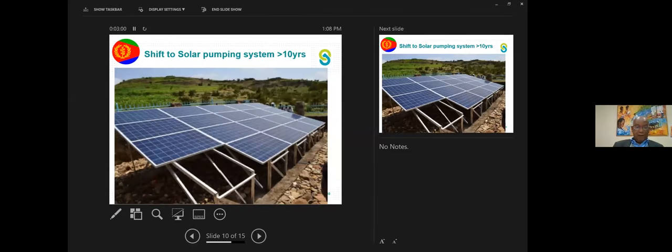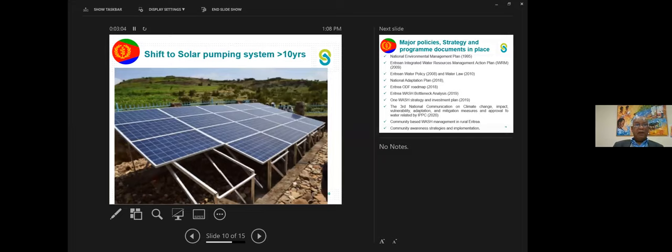Well, just to demonstrate or to make sure that our water supply systems are climate resilient, we have been introducing, since the last 10 years, a shift from diesel to solar pumping systems.